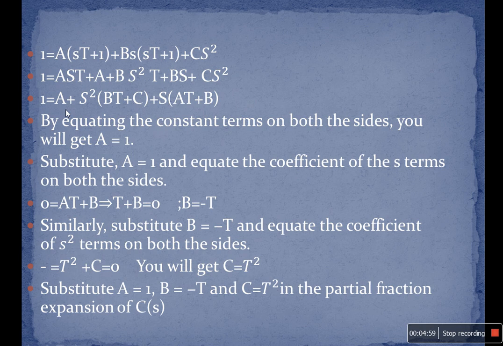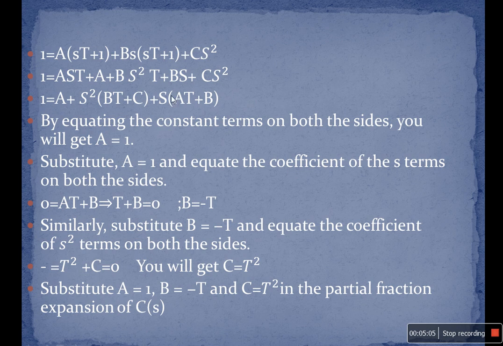a equal to 1. Now equate the s terms. Whenever we are equating the s terms, we are getting a tau plus b equal to 0. But from this one we know that a equal to 1. So substitute a equal to 1 here, then tau plus b equal to 0. From this equation we are getting b equal to minus tau.